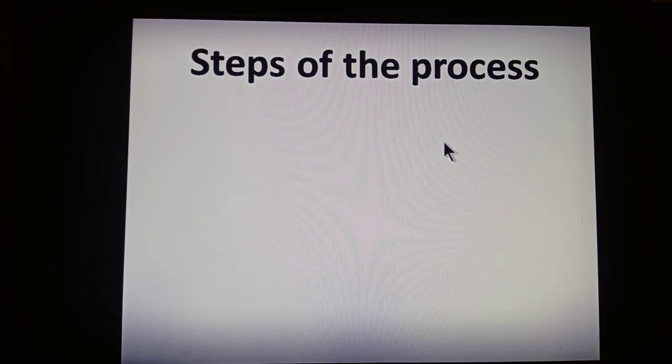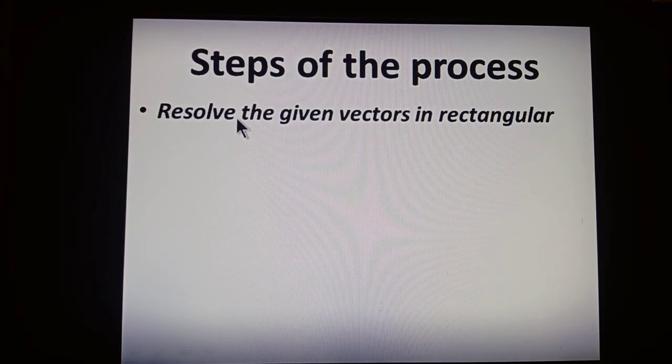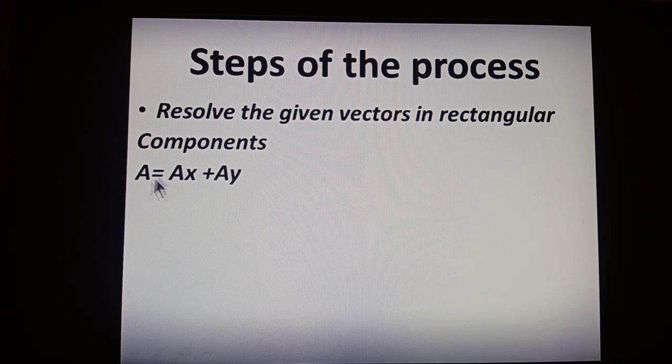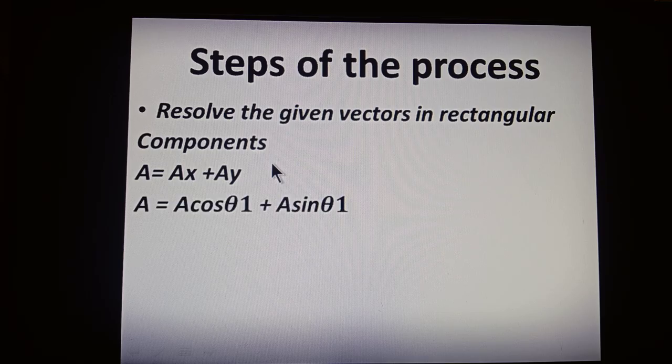Students, first of all, we will resolve all the given vectors in rectangular components. Means A was a given vector. A is resolved in x and y components. Ax and Ay are its rectangular components. If theta 1 is the angle that A makes with x-axis, then these components in terms of theta will be Ax equals A cos theta 1 and Ay equals A sin theta 1.